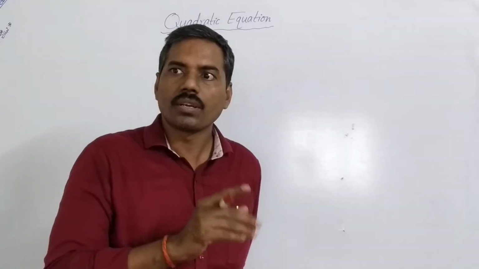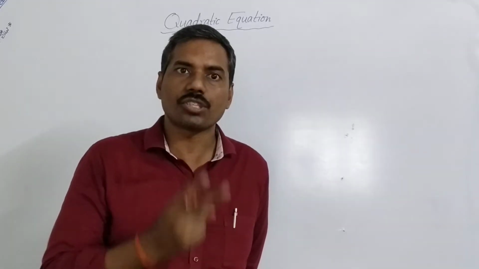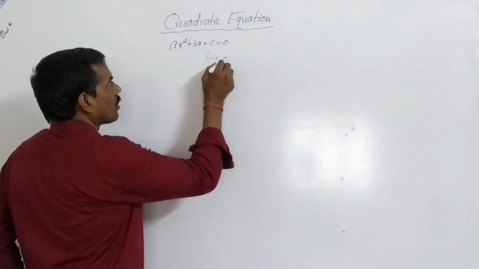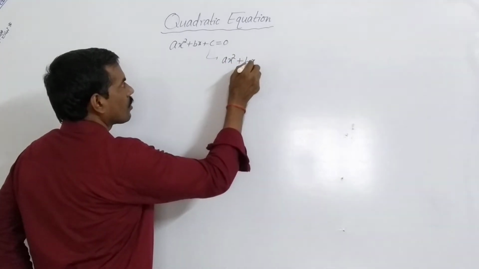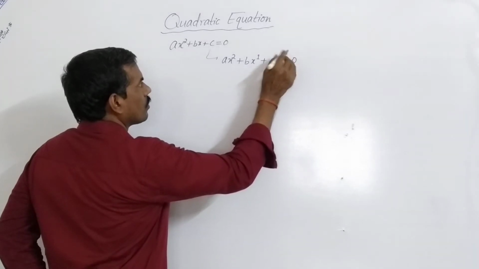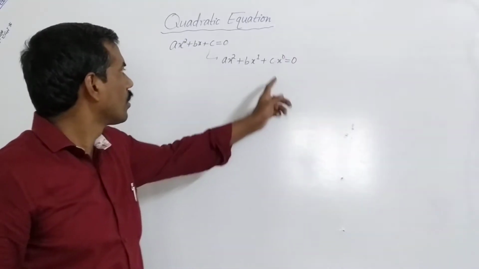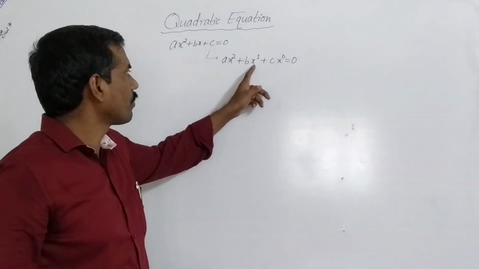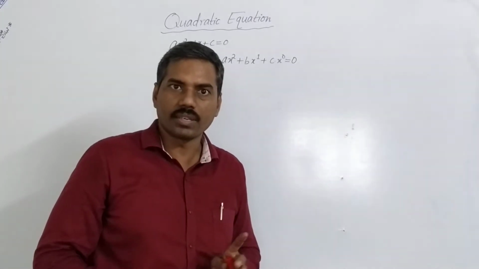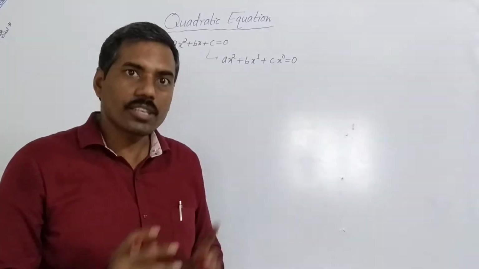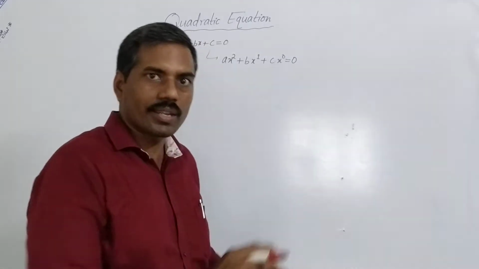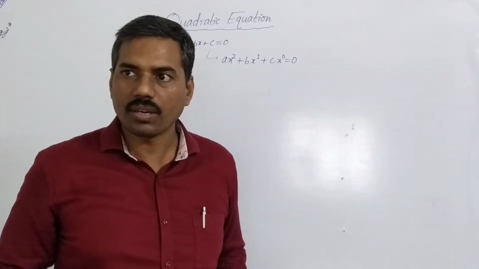In this equation, the highest power of the variable x is 2. We can write it as ax square plus bx power 1 plus c into x power 0 is equal to 0. Here the power of x is 2, then 1, then 0, decreasing by 1. So the highest power of the variable is 2, known as the degree of this quadratic equation in x. Okay, is the degree clear?